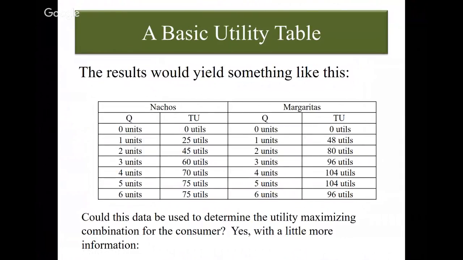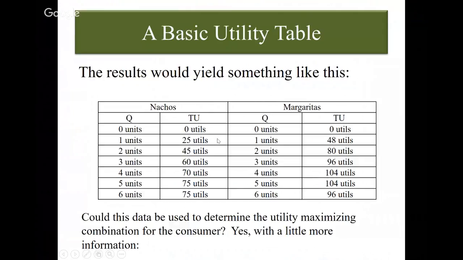This person is choosing between nachos and margaritas, and so this is the quantity of nachos consumed. A unit is like a small plate of nachos. No plates, one plate, two plates, three plates, etc. is what this is talking about. If you consume nothing, you get nothing. 0 utils. A util is a unit of utility. Like we measure inches for distance or millimeters or centimeters for measurement. We use pounds and kilograms. A util is a unit of utility.